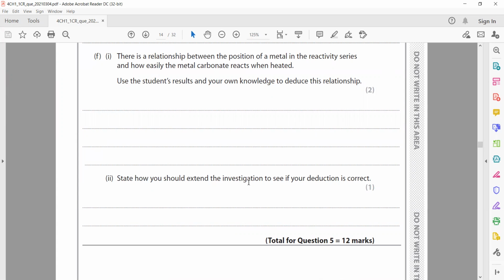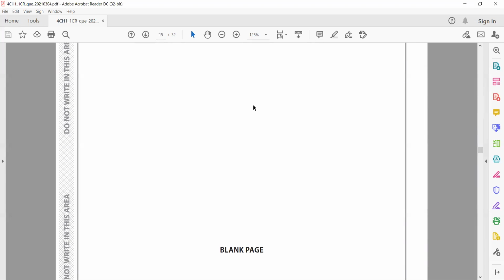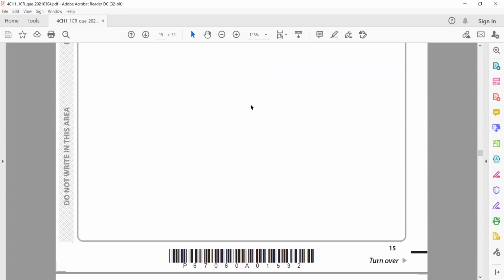State how you should extend the investigation to see if your deduction is correct. So how will you complete this experiment? You will repeat this procedure with different metal carbonates. You should have more samples of metal carbonate.